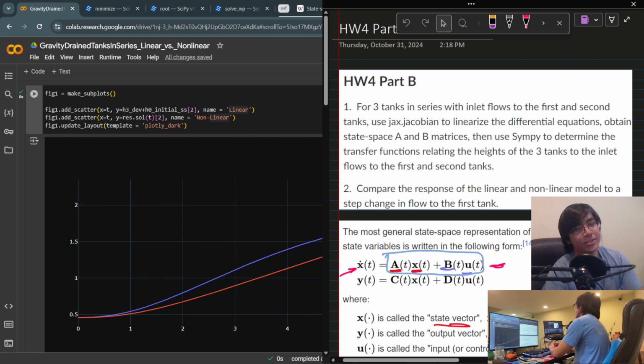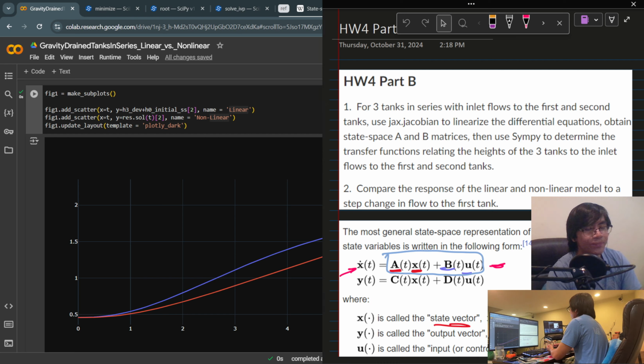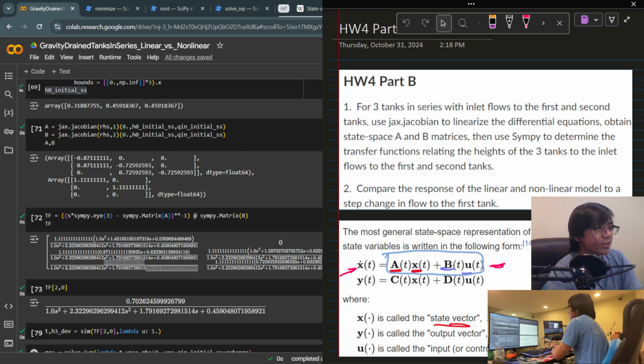For my series, Jax.Jacobian. Yep, talked about that. State space A and B. How those matrices are essentially slopes of how the right hand side depends on either the state variables for matrix A or the input vectors for matrix B. And Sympy was our symbolic solution.